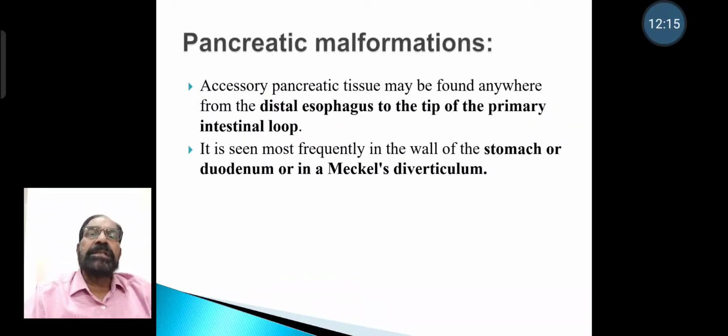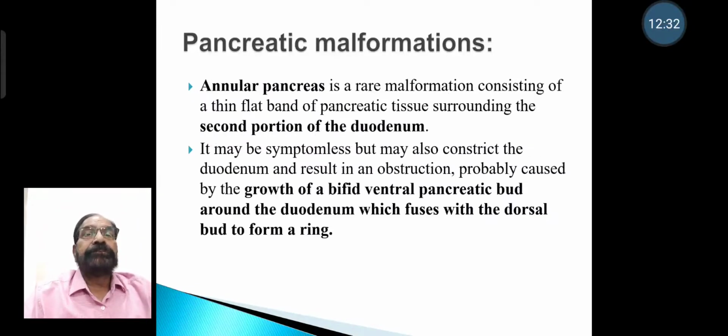Pancreatic malformations. Accessory pancreatic tissue may be found anywhere from the distal esophagus to the tip of the primary intestinal loop. It is seen most frequently in the wall of the stomach or duodenum or in Meckel's diverticulum.